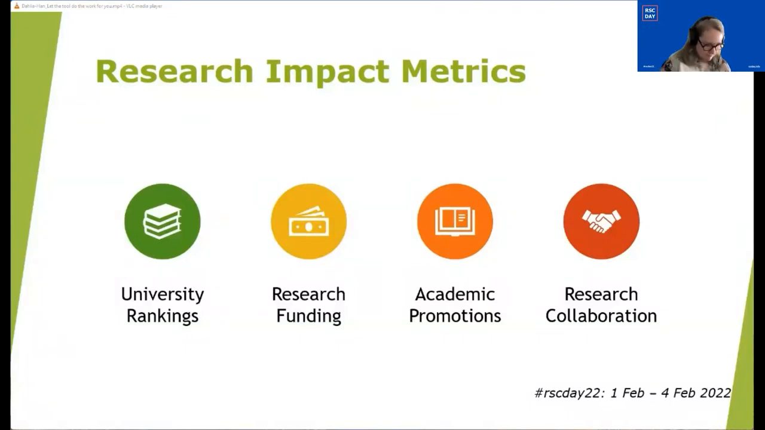You will be familiar with how academic research impact is measured in some of these activities. Academic research impact metrics can answer questions such as the numbers of publications and the rankings of the journals, the numbers of citations for university rankings, research funding, academic promotions, and developing research collaborations.